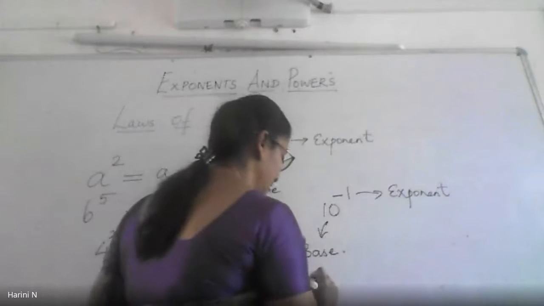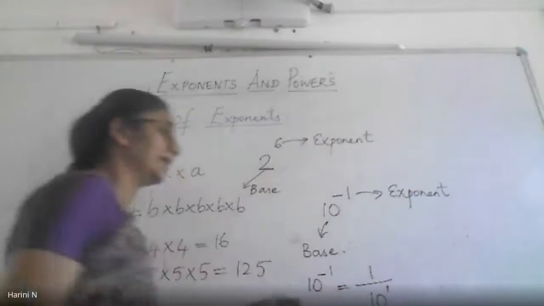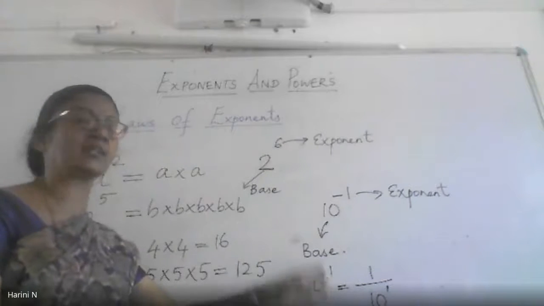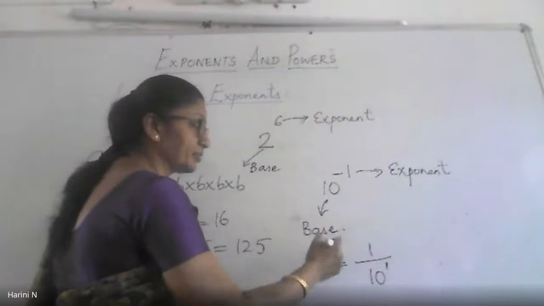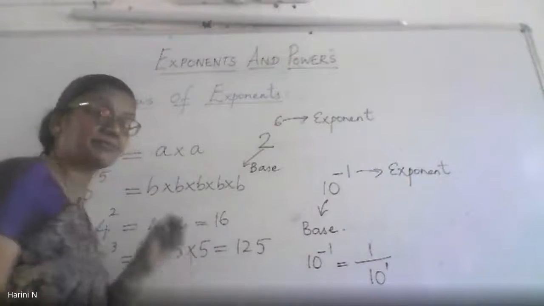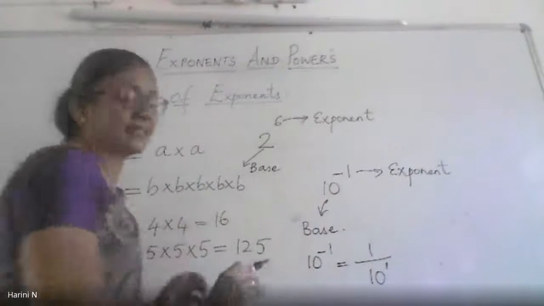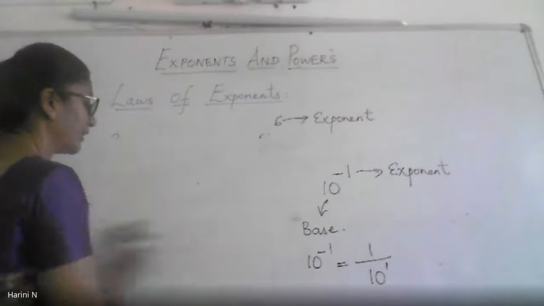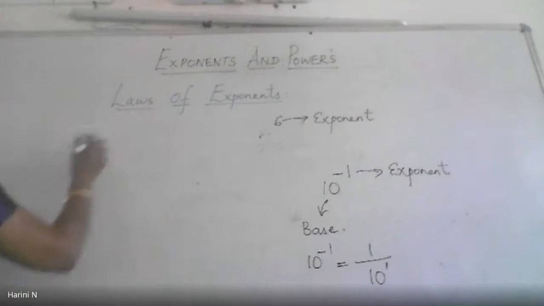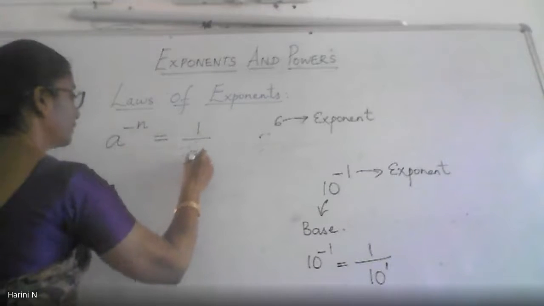Now how will I see the value of this power which is negative? I can also see 10 to the power negative 1 as 1 by 10 to the power 1. So when I need to convert the negative exponent to a positive exponent, what I have to do is bring the entire exponent with its base to the denominator. So this is the first law of exponents we will be exposing ourselves to. Whenever I have a negative exponent coming, say a to the power negative n, I will write it as 1 by a to the power n.